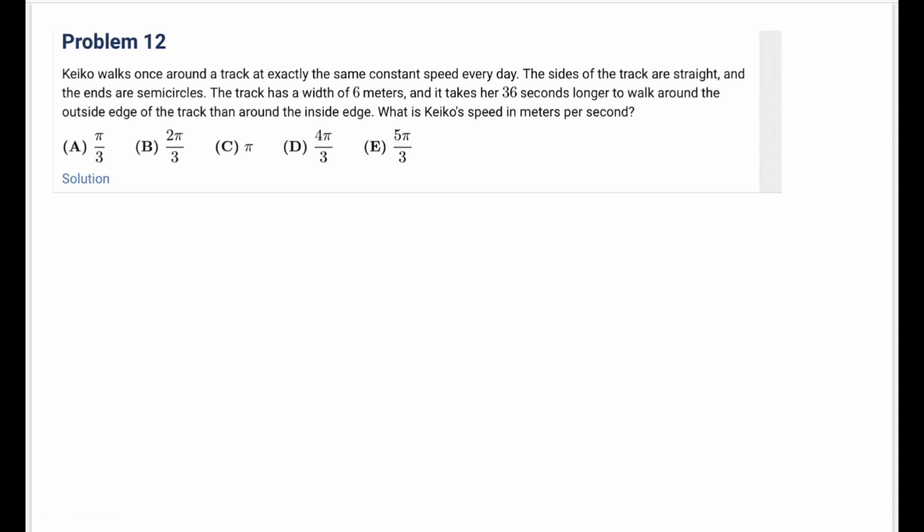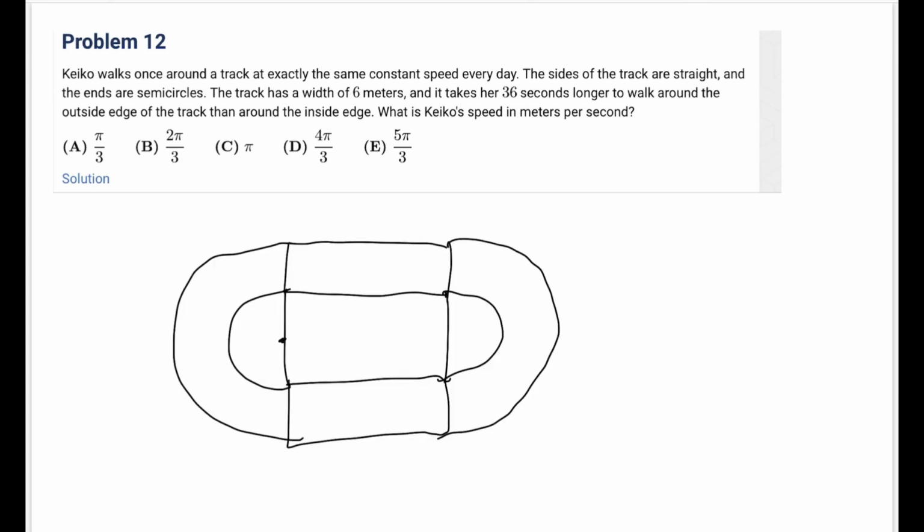The sides of the track are straight and the ends are semicircles. The track has a width of 6 meters and it takes her 36 seconds longer to walk around the outside edge of the track than around the inside edge. What is Keiko's speed in meters per second? Let's try to draw this if we can. Let's say that the radius of this much is A, and this would be 6, it said. This is also A, 6.